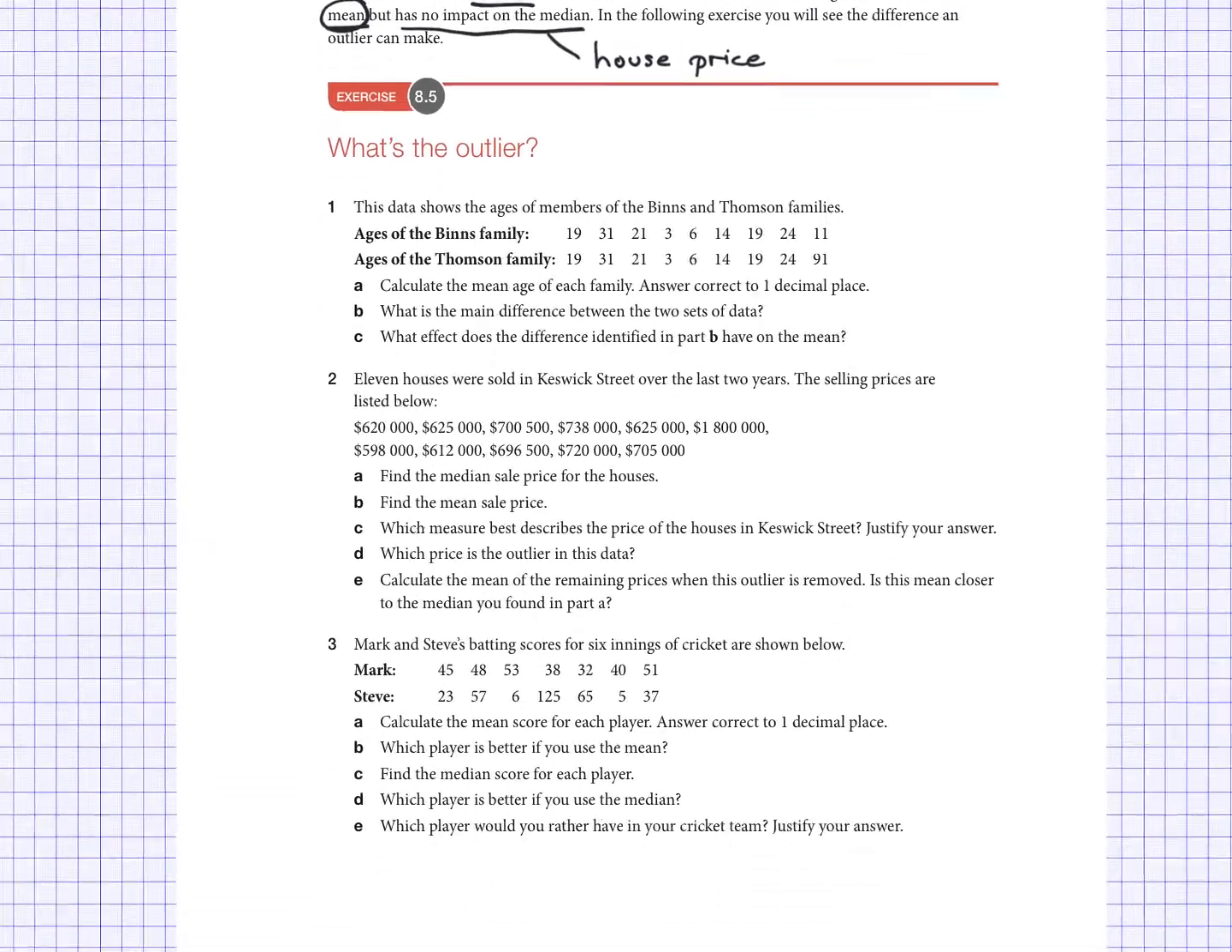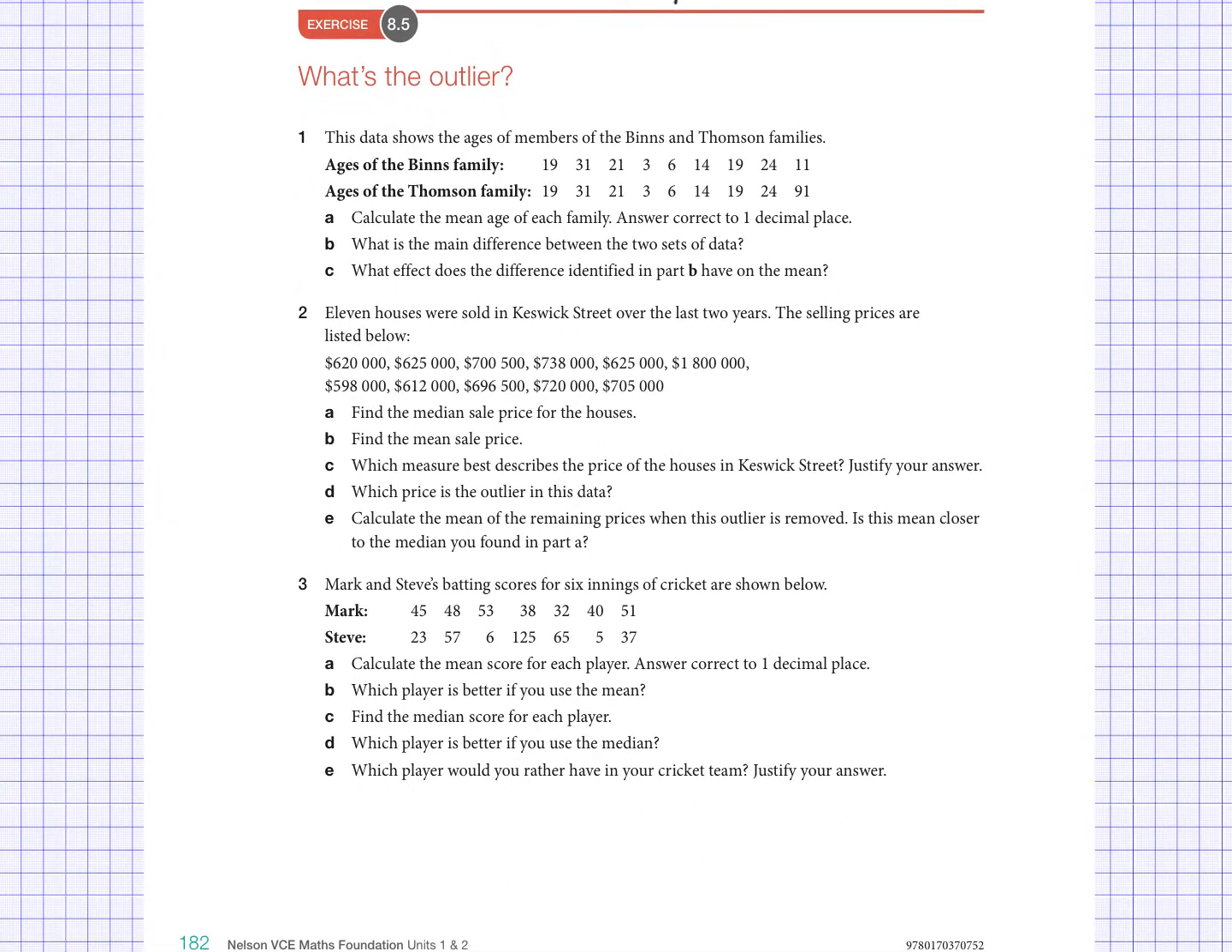So we're going to investigate how to do this and what effect they have. So when we do this, we just have to follow these steps here and answer the questions. We don't have to know anything other than what we just talked about. So it says, the data shows the ages of members of the Binns and Thompson families. So here's the Binns, here's the Thompsons. Calculate the average, answer to one decimal place.